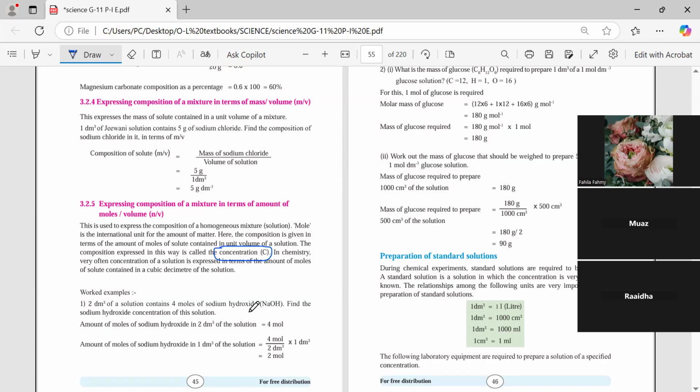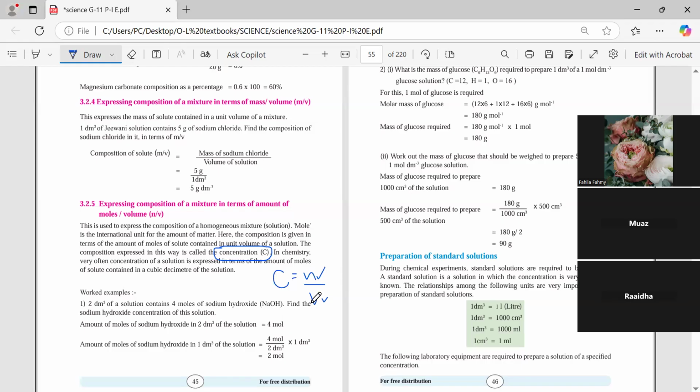Now look at this equation, this worked example. 2 cubic decimeter of a solution contains 4 moles of sodium hydroxide. Find the concentration of this solution. So what do you have to do? All you have to do is use this equation: C equals N divided by V. The number of moles is given, the volume is also given. So all you have to do is divide and get the answer, right?